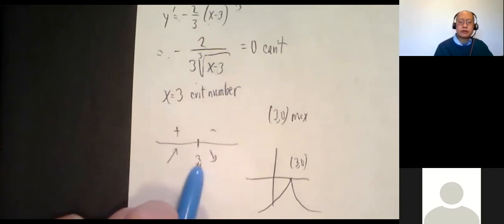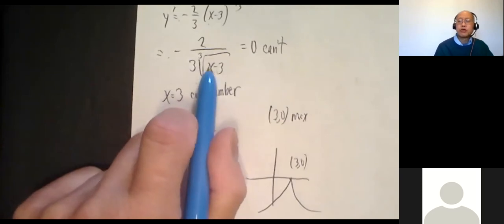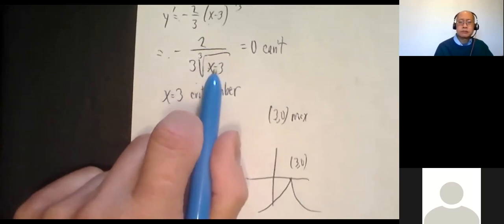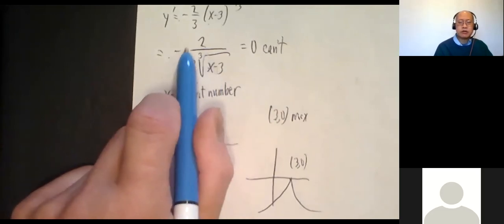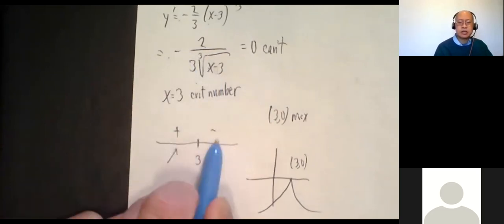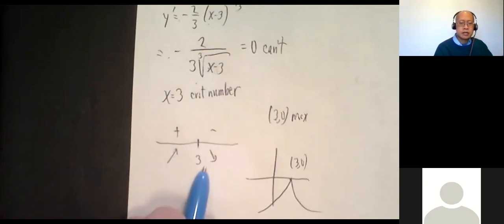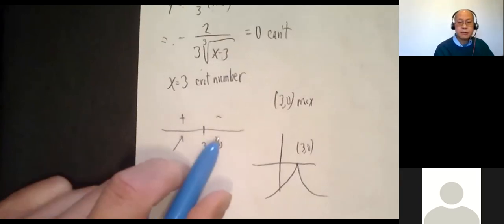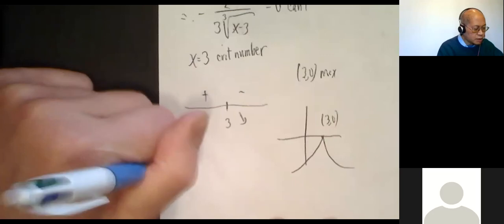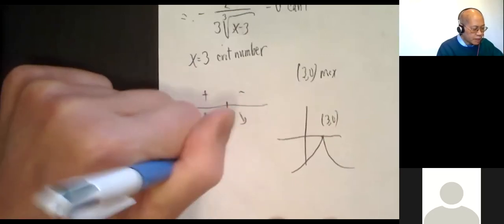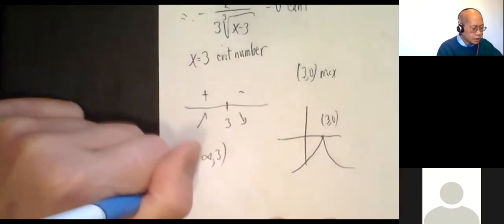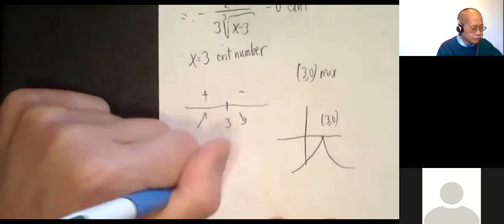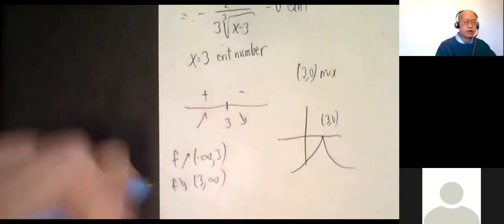And something to the right of 3, how about 4? 4 minus 3 is 1. Cube root of 1 is 1, positive. But a negative in front of the whole thing makes the whole thing negative. So positive, negative. Increasing, decreasing. That means 3, 0 is a max. Okay, so if we want intervals of increase and decrease, f is increasing from -infinity to 3, and f is decreasing from 3 to infinity.